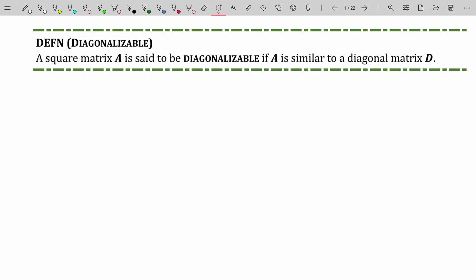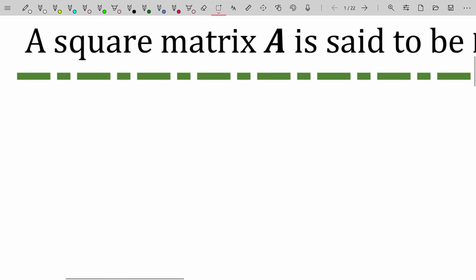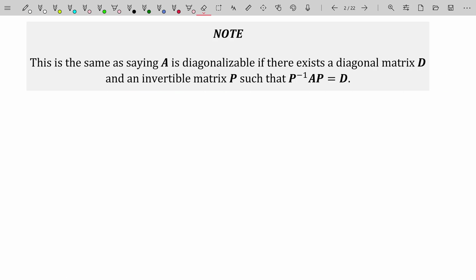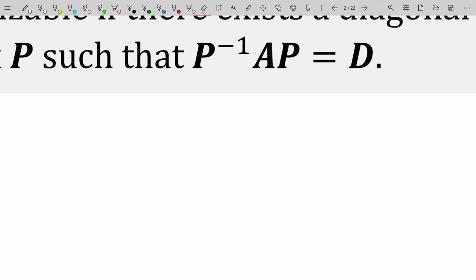So as a very brief review, remember a matrix is said to be diagonalizable if it's similar to a diagonal matrix. And remember, to be diagonalizable, a matrix must be square. And just to remind you, this is the same thing as saying that if A is diagonalizable, then there must exist a diagonal matrix D and an invertible matrix P such that P inverse AP is equal to that diagonal matrix. Now, since P is invertible, it is true that A is equal to P D P inverse.